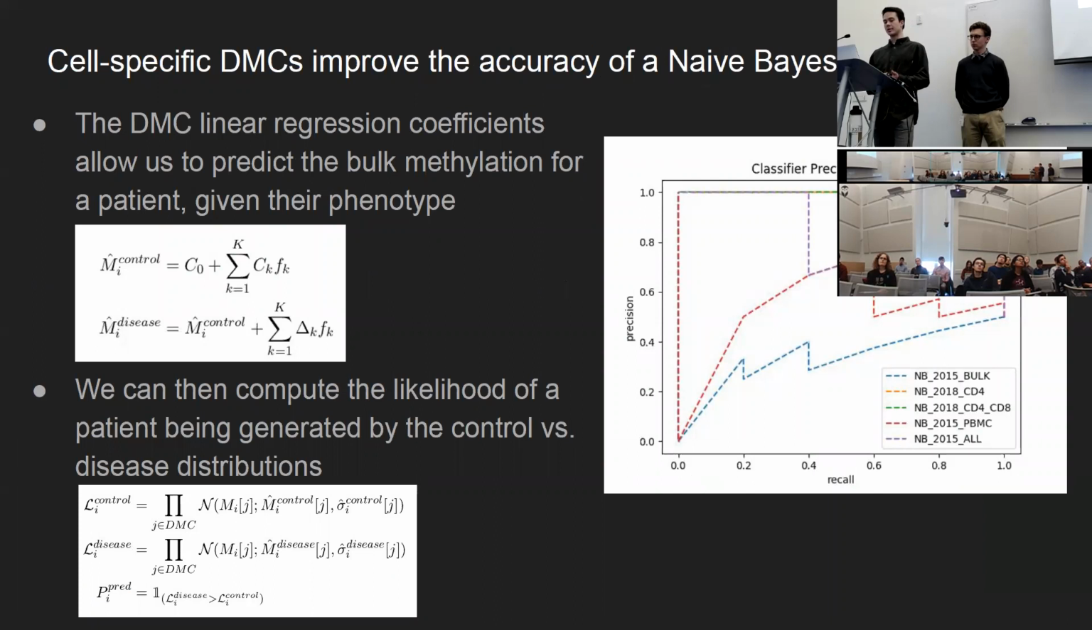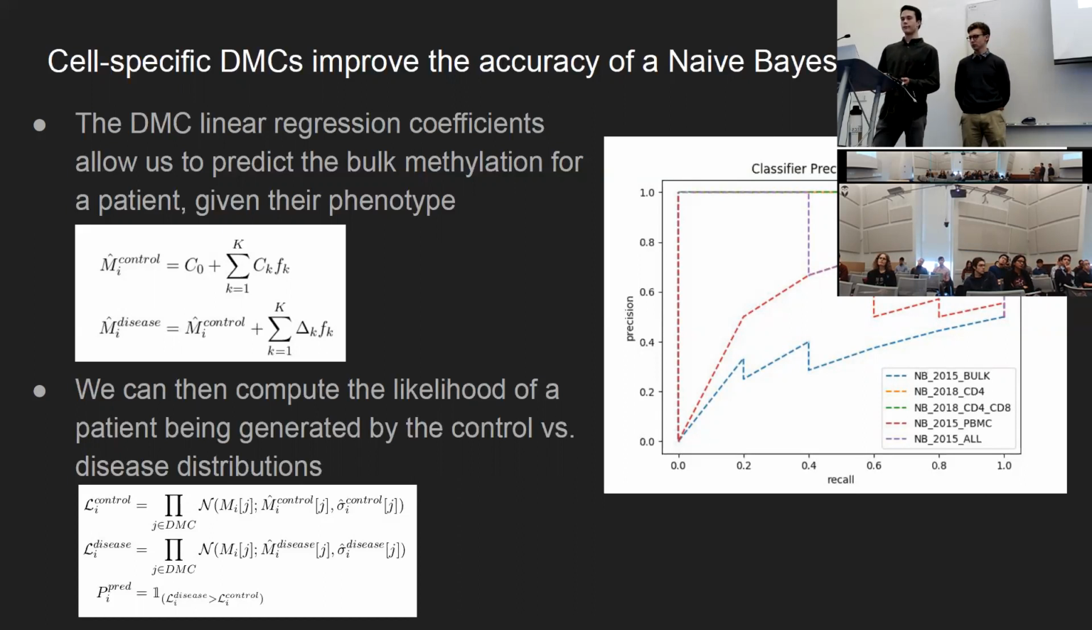So we want to take this a step further and use these cell-specific DMCs as features for predictive models. We found that the results from linear regression can be used really easily in a naive-Bayes framework to classify patients as either control or disease. So in this figure on the right, what we're doing is comparing the performance of our classifier as we include more cell types in our analysis.